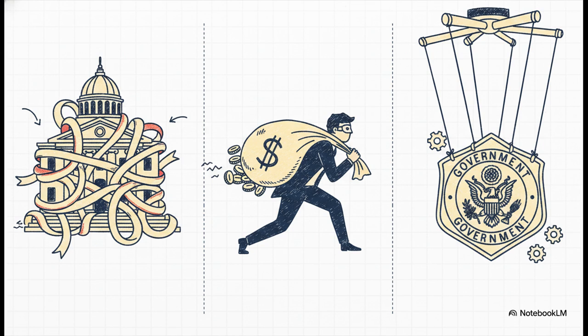Government failures pop up all the time through bureaucratic inefficiency, rent-seeking, which is where groups lobby for unfair financial perks, and regulatory capture. That's when the industries being regulated actually gain control over the agencies that are supposed to be policing them. So yeah, state interventions can be just as flawed as the markets they're trying to fix.